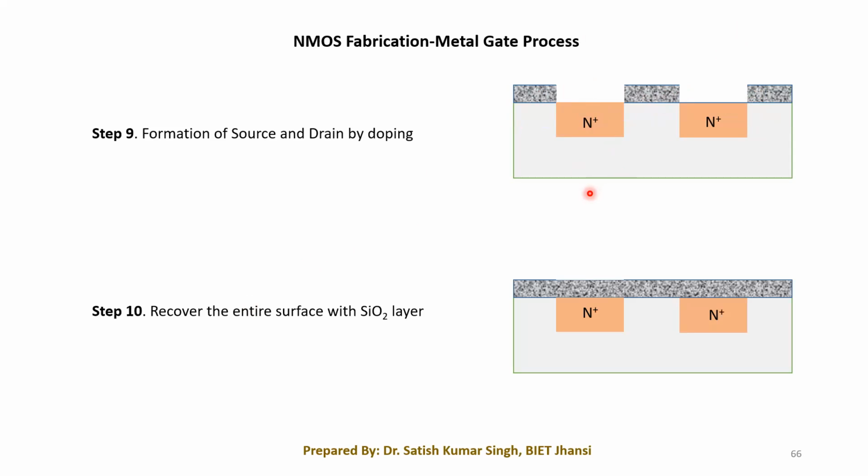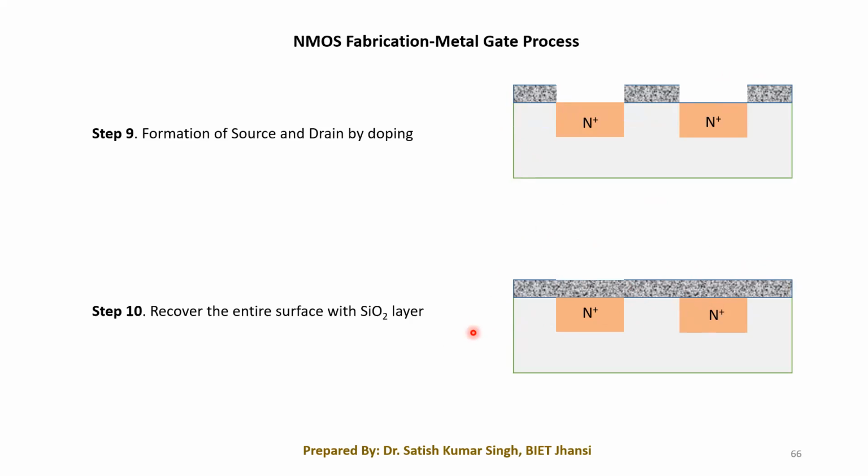I told you that this oxidation process or patterning process or diffusion generally we do once, and deposition of the different layers will be done multiple times. Okay, so again we are going for the oxidation process, and then again we are growing the SiO2 layer. So now after doing this, this entire surface again will be covered with the SiO2. So once it is covered with the SiO2 layer, again we have to go for the patterning process.